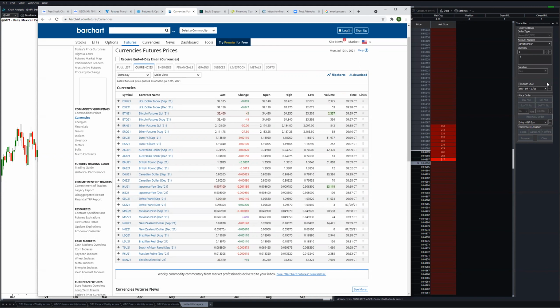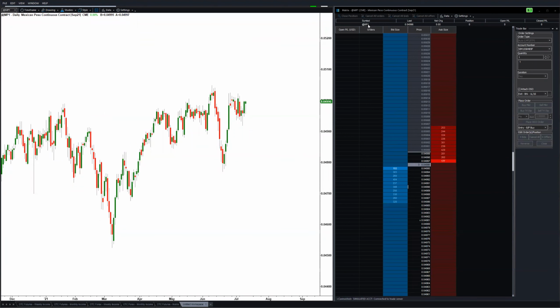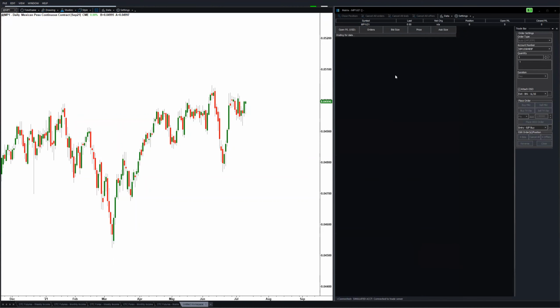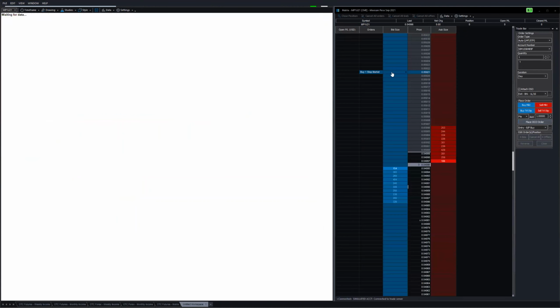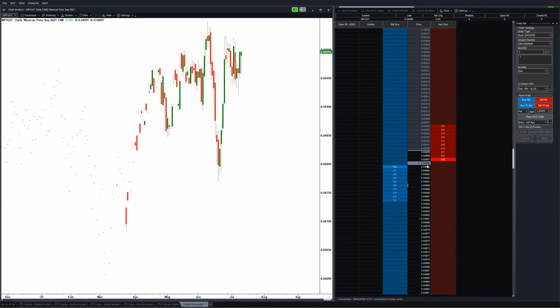Now let me type this in quickly. As I said, this is now MP. So it's then the contract name MP1 U21. We do this all slowly later on. Click enter. Now you see the price is the same.